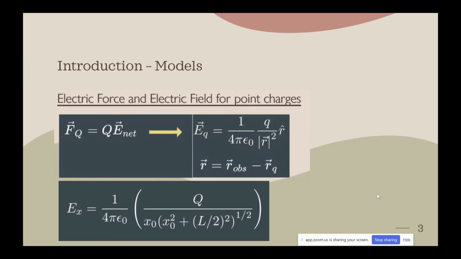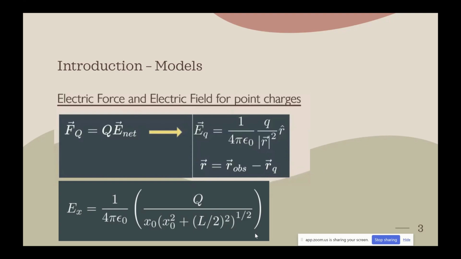So last time we used the electric force and electric field models for point charges. So in this first formula here, it says the electric force is equal to Q, which is a charge, times the net electric field. We can calculate the net electric field of a point charge by multiplying K, or Coulomb's constant, times Q, divided by R squared times R hat, where Q is the charge, R is the magnitude of this distance. And our R vector is our observation point minus wherever the point charge is located. And that's what we used in lab 1.